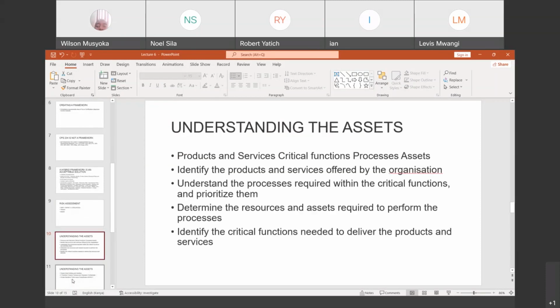So when you want to understand the assets, then you are looking at them in terms of the products and services or critical functions that the processes are going to support. Then you can identify the products and services offered by the organization. Then you understand the processes required in the critical functions. Then you determine the resources and assets that are required to perform the processes. And lastly, you identify what the critical functions are that are needed to deliver the products and services.